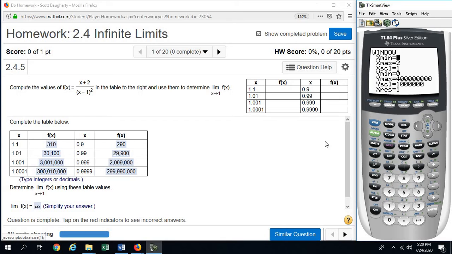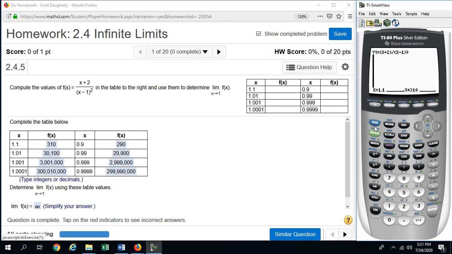Okay, so once you've adjusted the window, then you want to go to this calc button, which is a second feature button. So press this button first, and then calc. And then it shows you this menu, and the very first one is the one we want. So select value and press enter. And then it will prompt you for the x value. The first one I'm going to put in here is 1.1. And then press enter. And then you can see the corresponding y value, the output, is 310 for this particular input value. And so that's the first number here.